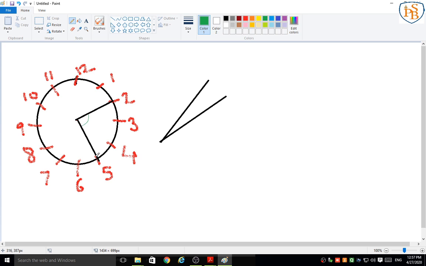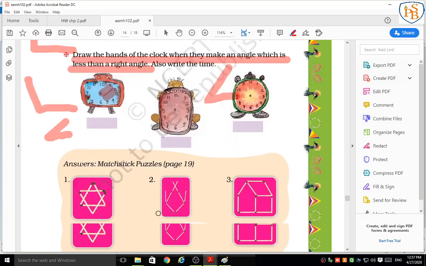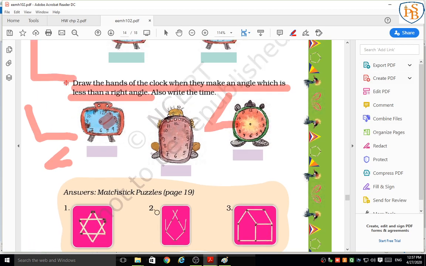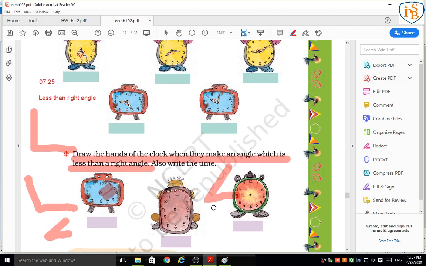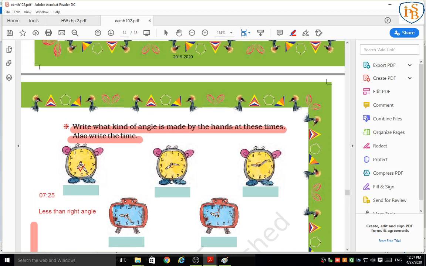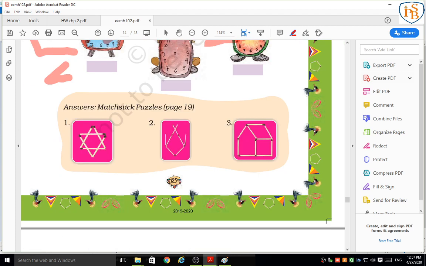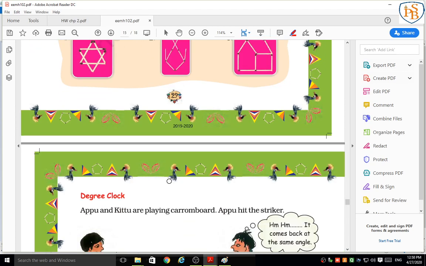Correct? Understood, students? So like that you have to draw the clock with the hands which show less time, and also you have to write the time. Understood, students? All this is about the angles, how to show them in the wall clock or in the clock in our hand. Understood? Okay. So come to the next point.